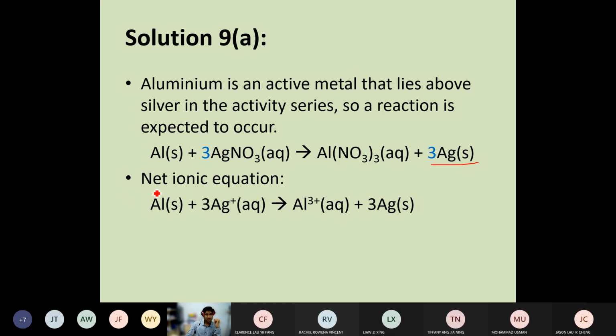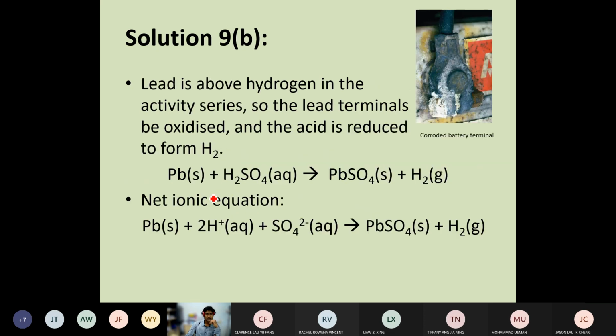Okay, so in the net ionic reaction, only what is involved in ions is shown, because nitrate does not change, right? Nitrate on both sides is the same, as we have seen before. Nitrate on both sides is aqueous, so it does not change, and only the silver and aluminium are changing, so they are kept in the ionic reaction equation. Lead as well is above hydrogen in the activity series, so lead will replace hydrogen, and lead sulfate will form.